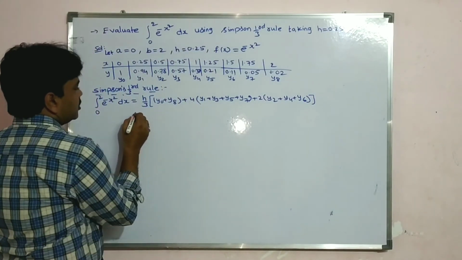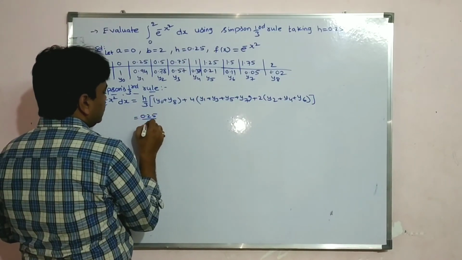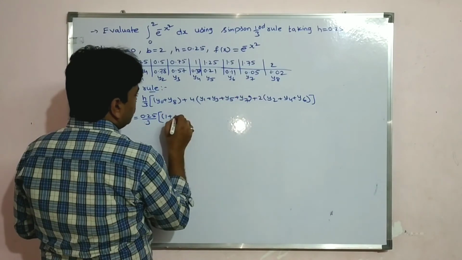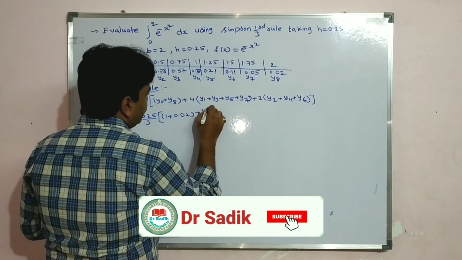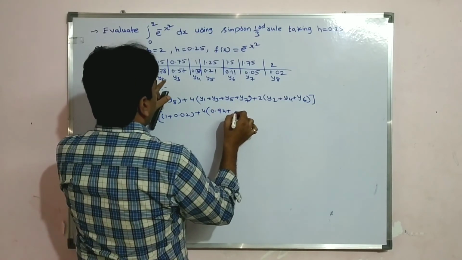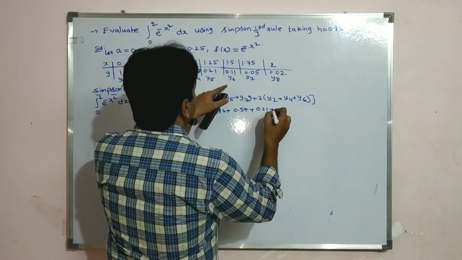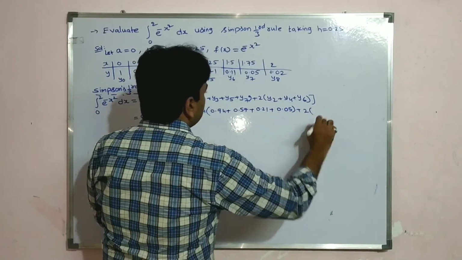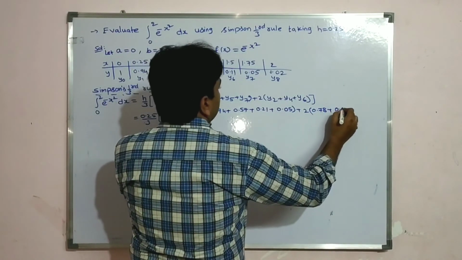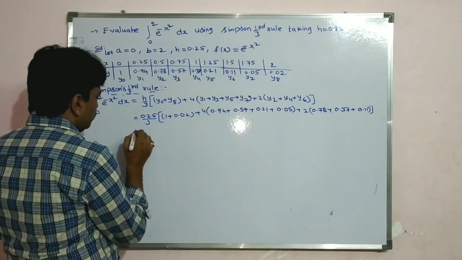We substitute the values here, students. So h by 3, where h is 0.25, 0.25 by 3, into y0, 1, plus y8, 0.02, plus 4 into y1, 0.94, plus y3, 0.57, plus y5, 0.21, plus y7, 0.05, plus 2 into y2, 0.78, plus y4, 0.37, plus y6, 0.11, bracket close.